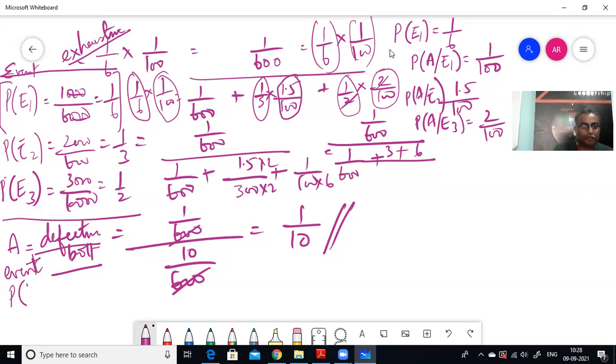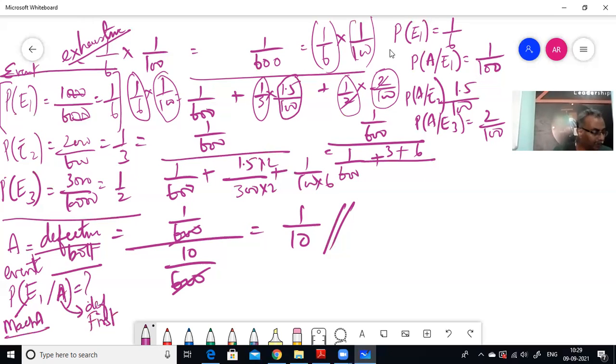So you are asked to find P of E1 given A. How do you know that? Because they are asking what is the probability that the bolt comes from machine A, given that a bolt is manufactured defectively. Already it is manufactured defectively, so A is at the bottom. What has already happened, what comes first, is at the bottom. Which machine it is coming from is at the top. So machine A is at the top.